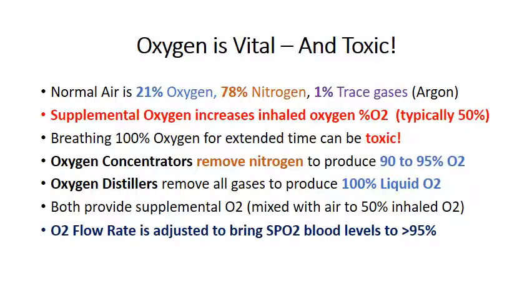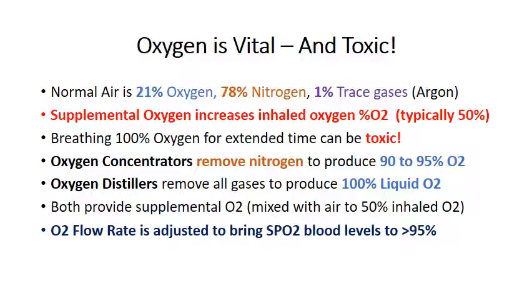Oxygen is vital in respiration, but it can also be toxic. Normal air is 21% oxygen, 78% nitrogen, and 1% trace gases, mostly argon. Supplemental oxygen, administered through a nasal cannula, for instance, increases inhaled oxygen and typically is kept to a mix not exceeding 50%. Breathing 100% oxygen for extended time can be toxic.